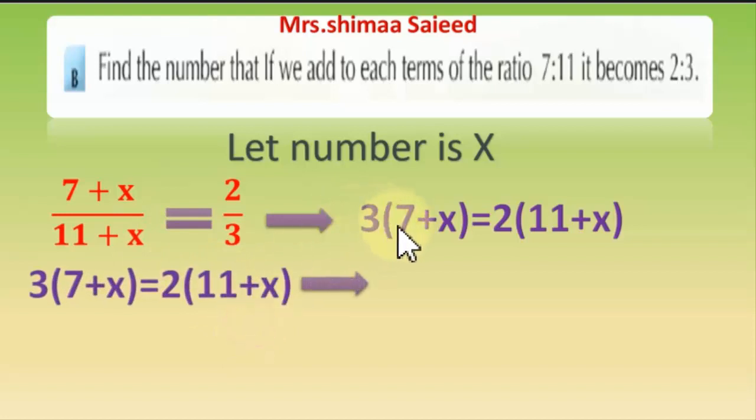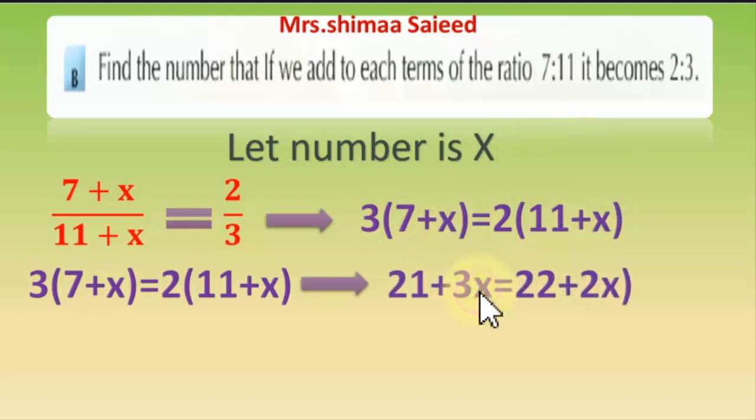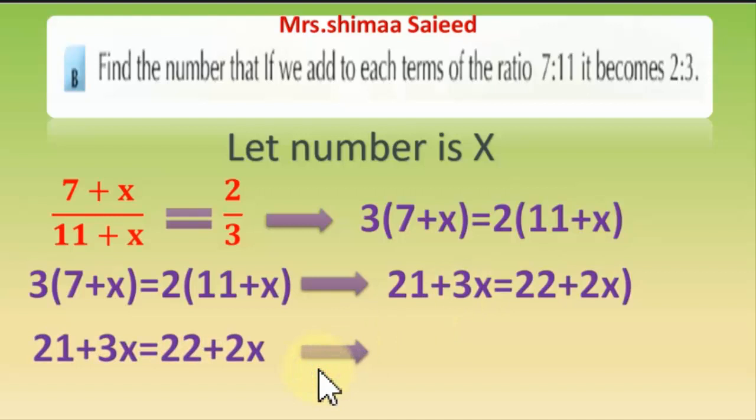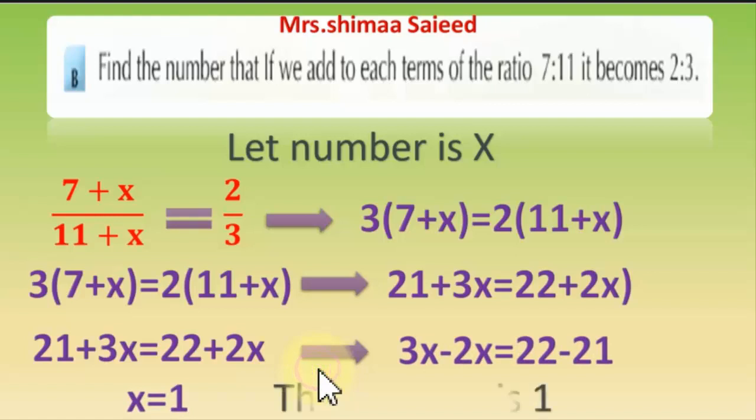2 times (11 plus x) equals 3 times (7 plus x). 3 times 7 equals 21. 3 times x equals 3x. 2 times 11 equals 22. 2 times x equals 2x. Now 3x minus 2x equals 22 minus 21. x equals 1, so the number is 1. If we add 1 to each term of the ratio 7 to 11, it becomes 2 to 3.